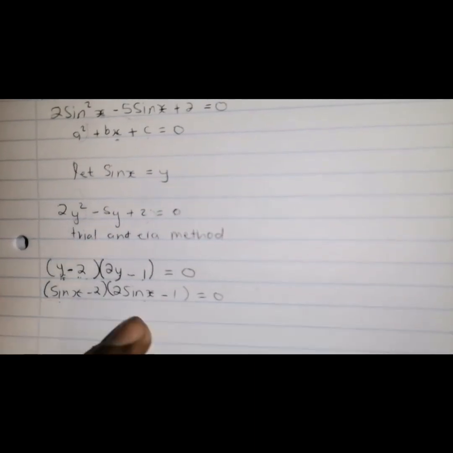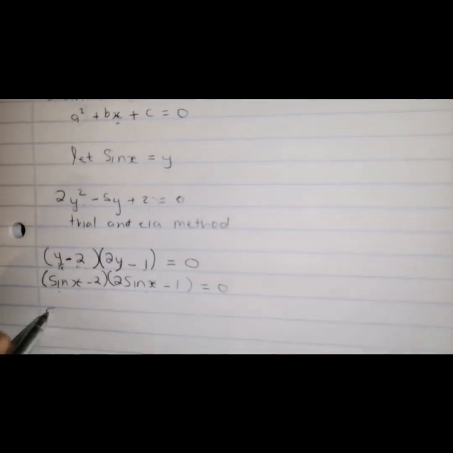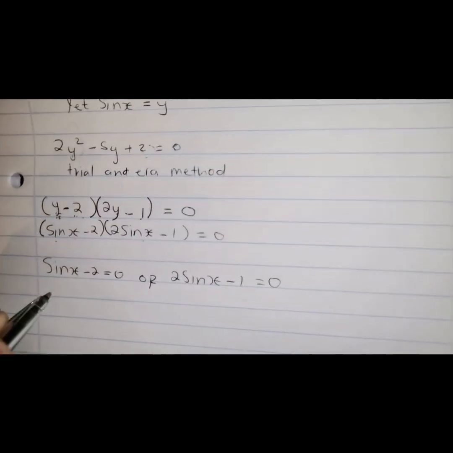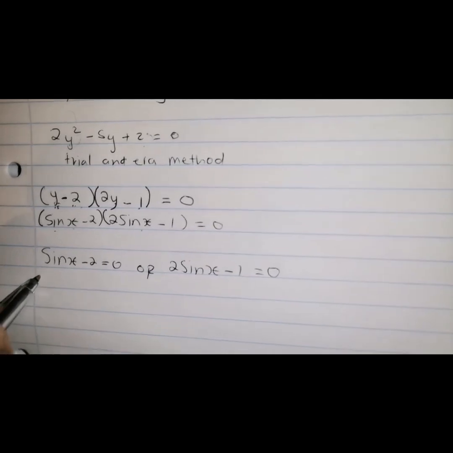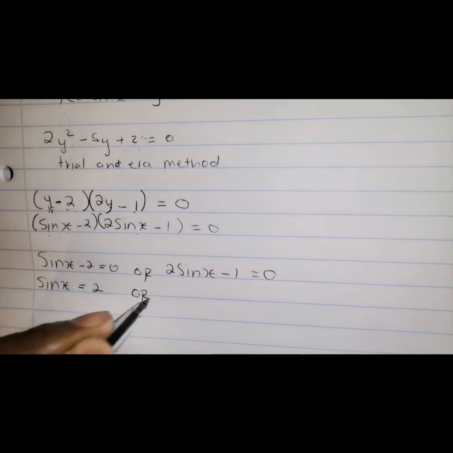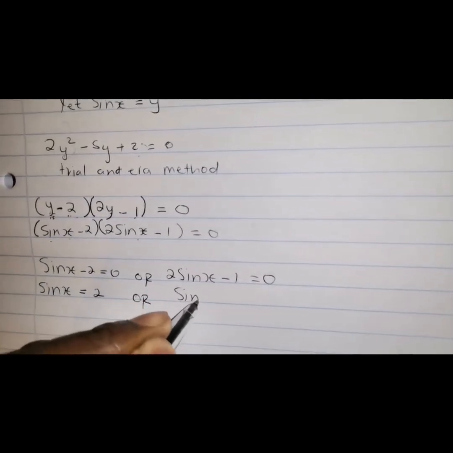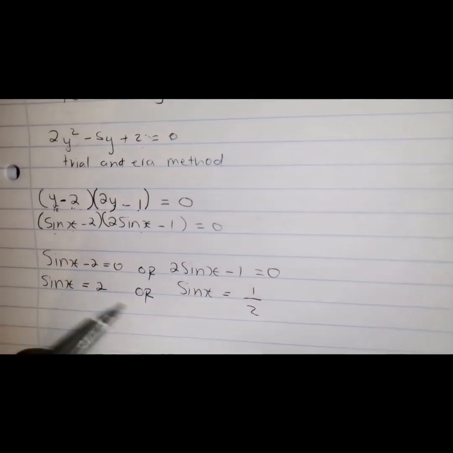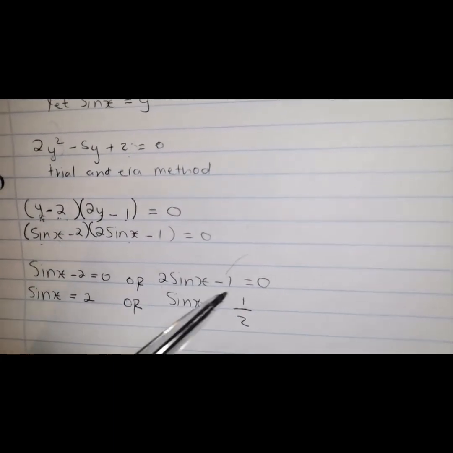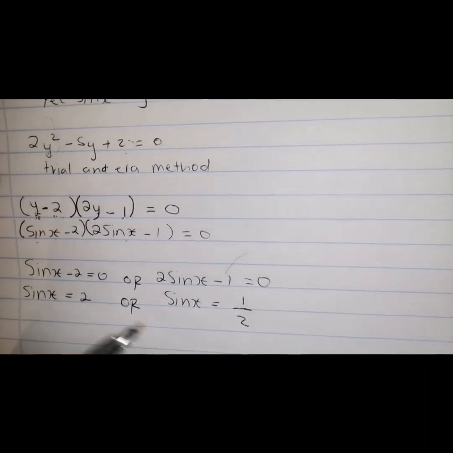Then I'm going to equate the two brackets to 0. You already know that. Sin x minus 2 equal to 0, or 2 sin x minus 1 equal to 0. Then sin x equal to 2, or sin x equal to 1 over 2. I moved this negative 1 to that side. It's going to be positive 1. Then I divided by 2 on both sides. It's going to give us 1 over 2. Hence I got sin x equal to 1 over 2.